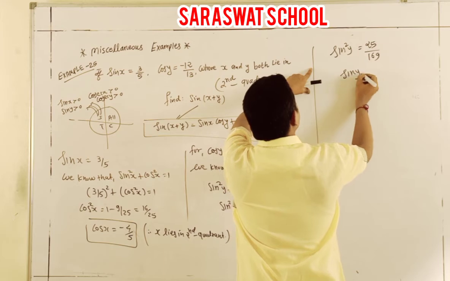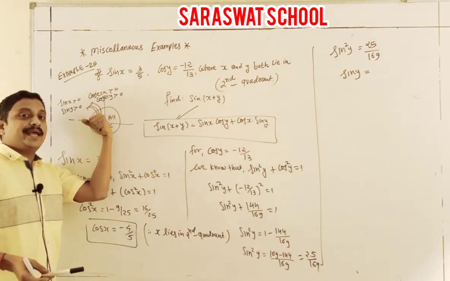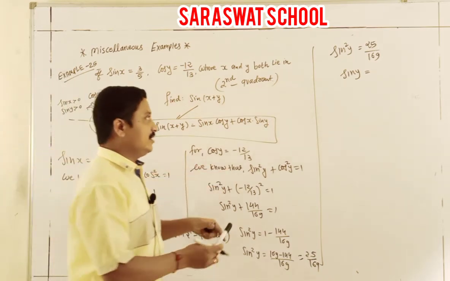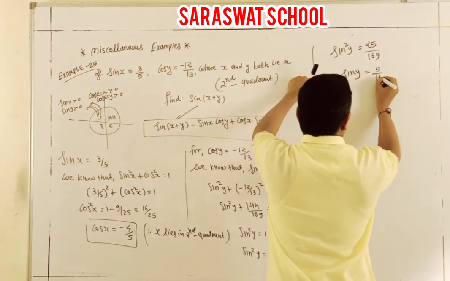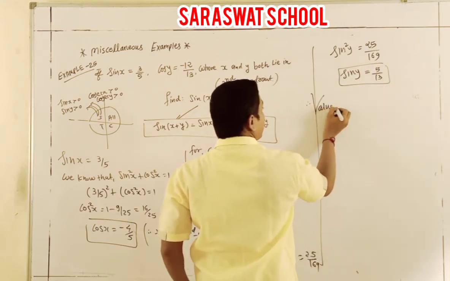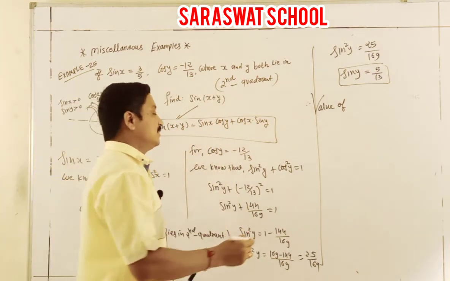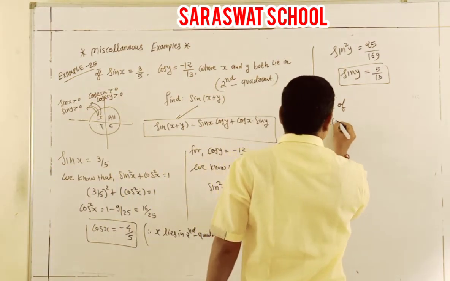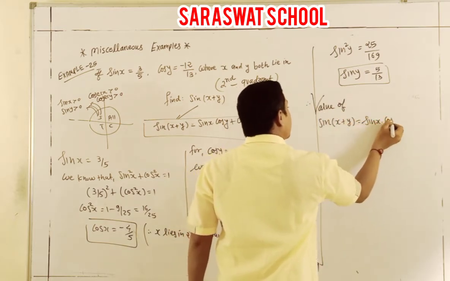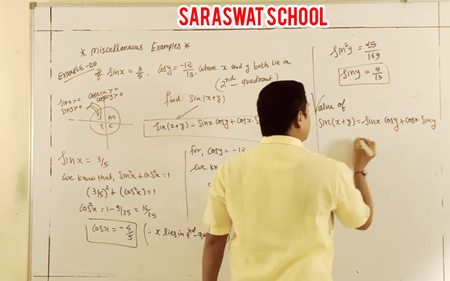Sin y: check. You are in the second quadrant. In the second quadrant, sin is positive and cos is negative. Already given, it is 5 by 13. Therefore, finally, students, for the final target, sin(x plus y), the known formula is sin x cos y plus cos x sin y.